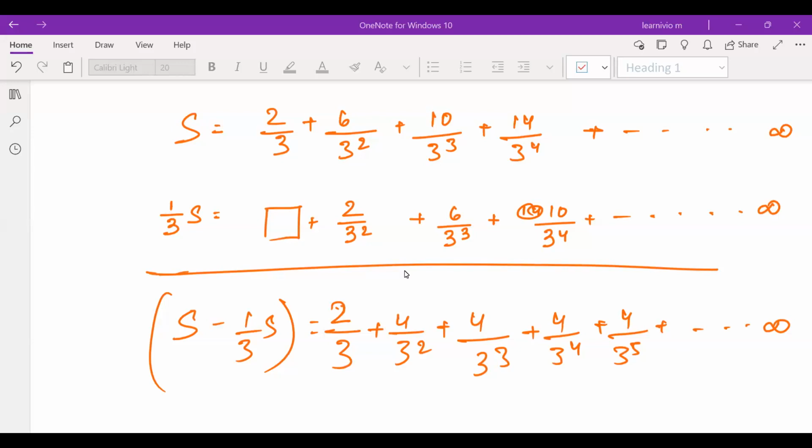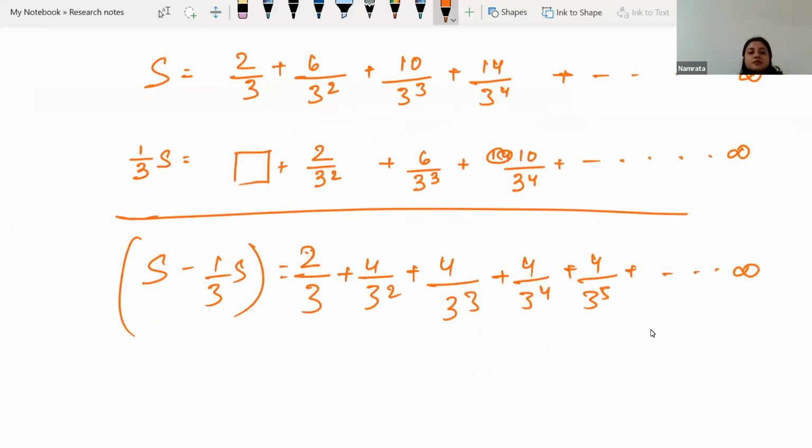So this is what we will be getting over here, right? Can you see this one is completely 4 by 3 square, 4 by 3 cube. It's following a pattern, but the first term is not following a pattern. If we take out 4 common from the rest of the terms, it will completely be in GP, right? 1 by 3 square, 1 by 3 cube, 1 by 3 to the power 4, 1 by 3 to the power 5. But it starts from the second term, not the first term.